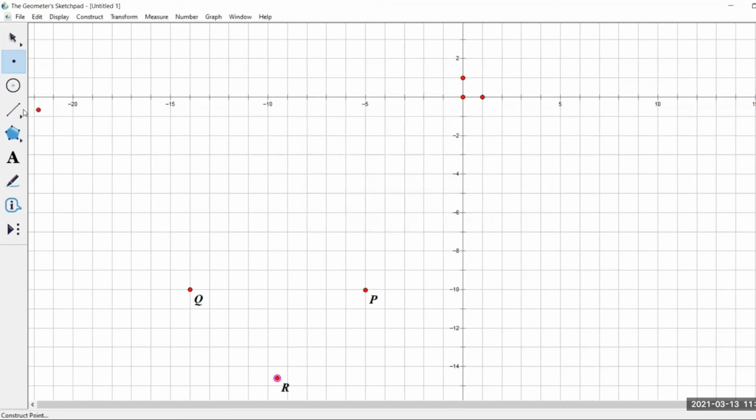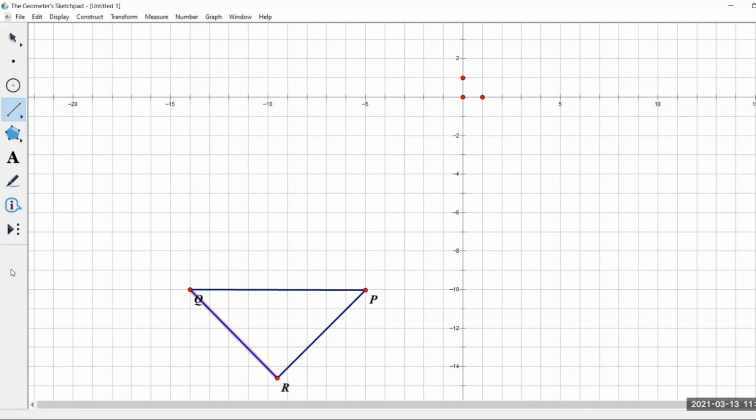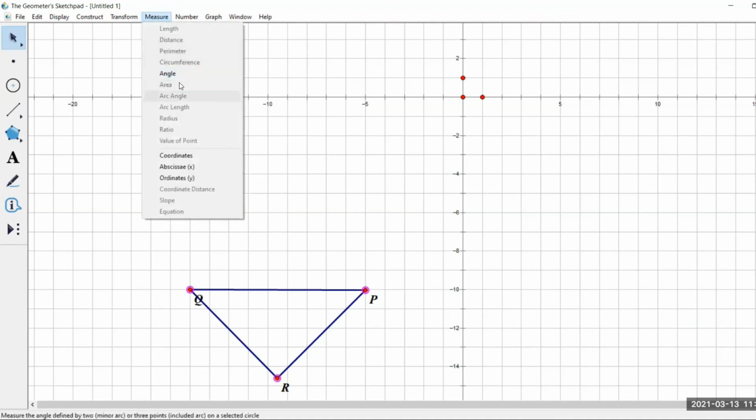Now, Geometer's Sketchpad allows us to find the area of shapes like these. So we're going to find the area. I'm just connecting them to form our triangle. So this is our triangle PQR. Then what we're going to do is measure the area. Look at this now. I want to measure the area.